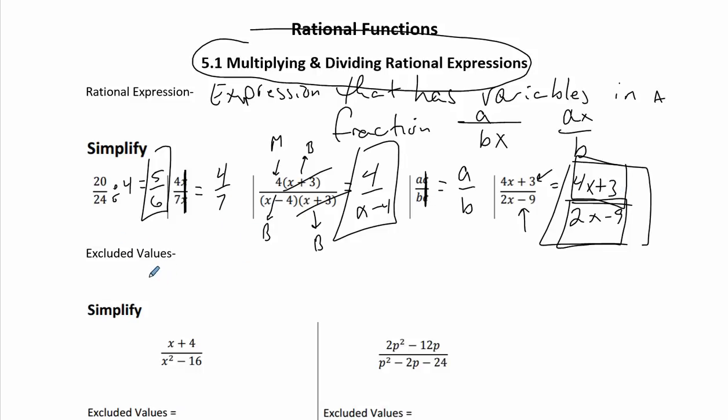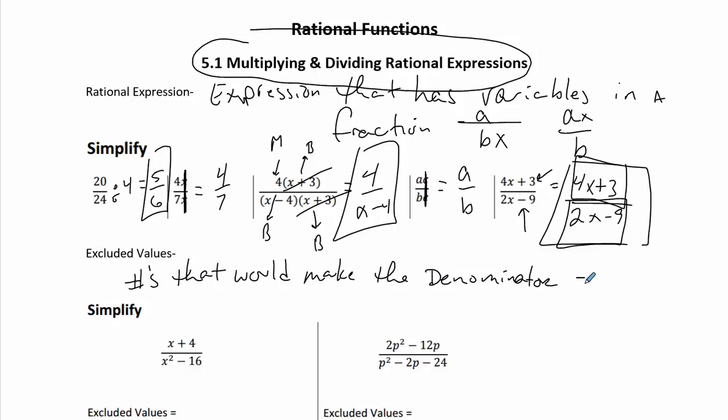Excluded values. What are excluded values? These are numbers that would make the denominator equal 0. That's very bad. Why is that? Well, if a number made the denominator 0, remember I can't have 0 in a denominator because it doesn't exist, right? We can't divide by 0. That's why it's very bad. That's why we call them excluded. We'll get to actually talking about excluded values on the next couple problems, but that's the definition of excluded.